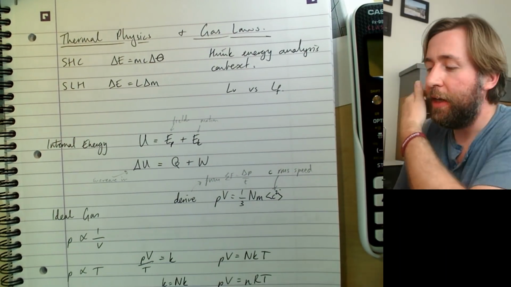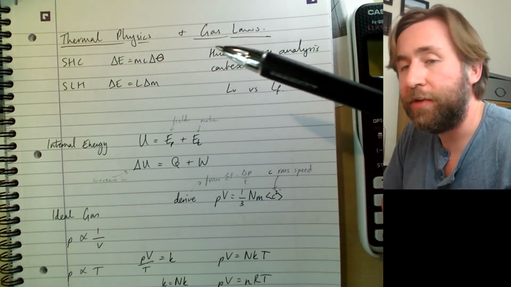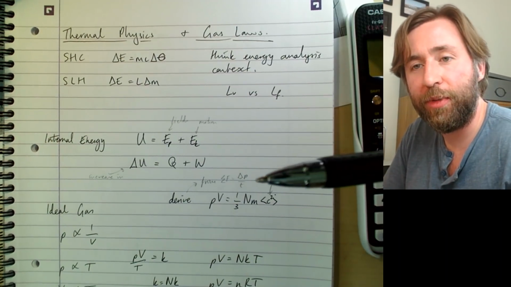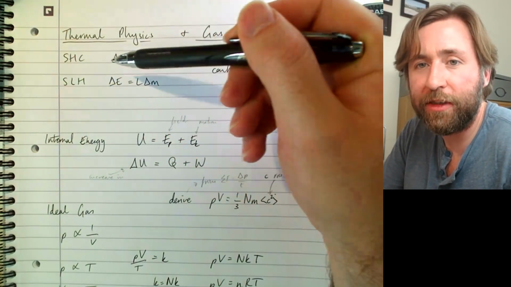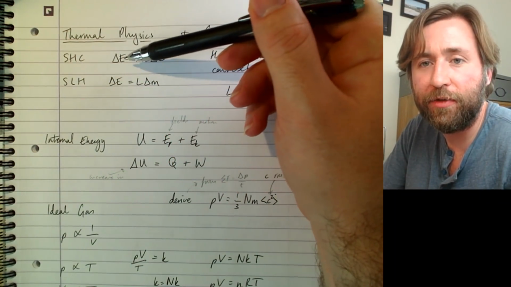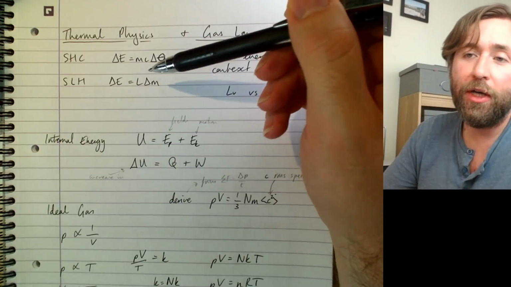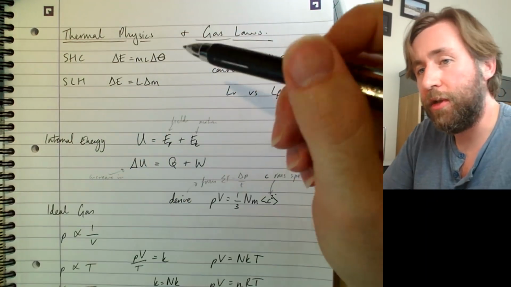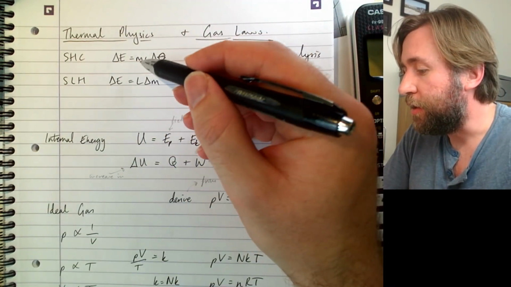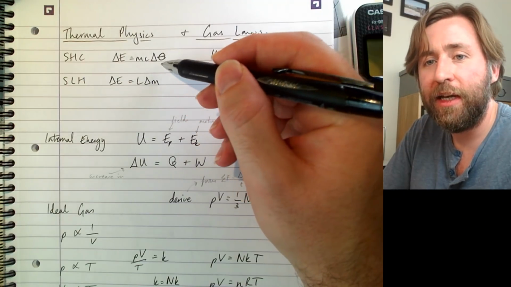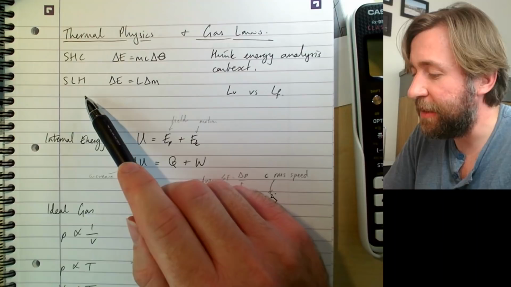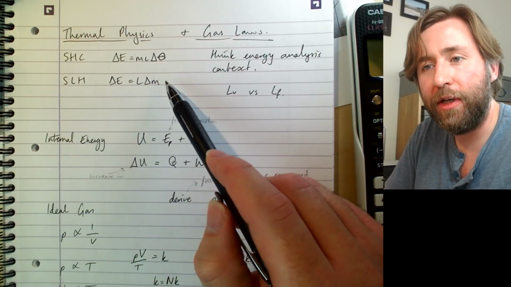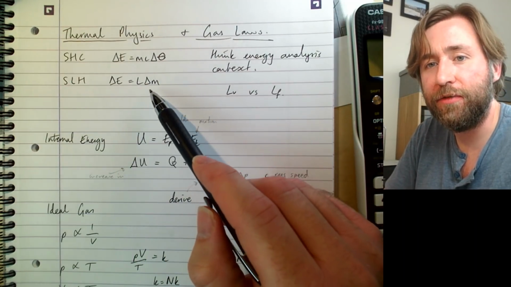All right. I was asked to go through thermal physics and the gas laws. So I've picked out some key bits of this. The first thing is the specific heat capacity equation. Thermal energy is transferred to something to raise its temperature, or transferred away from it because its temperature is lowered. The change in energy is equal to the mass times the specific heat capacity times the change in temperature. And also specific latent heat, which is melting or boiling or any kind of change of state.